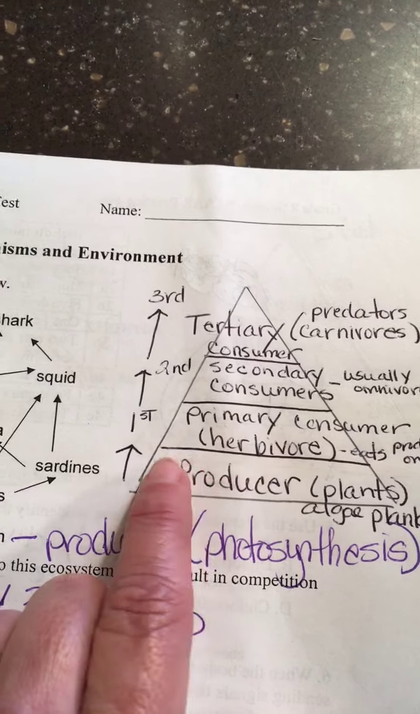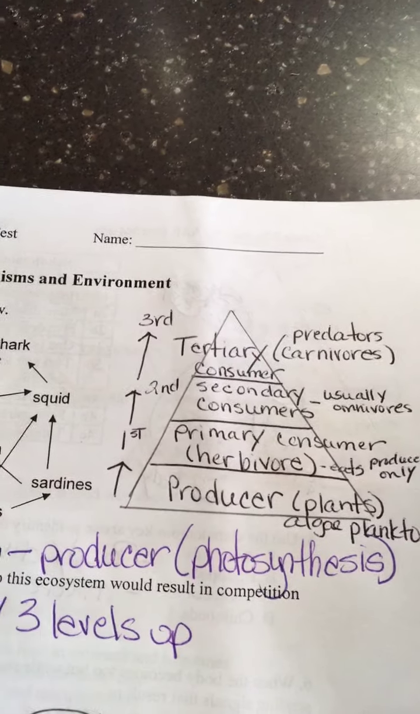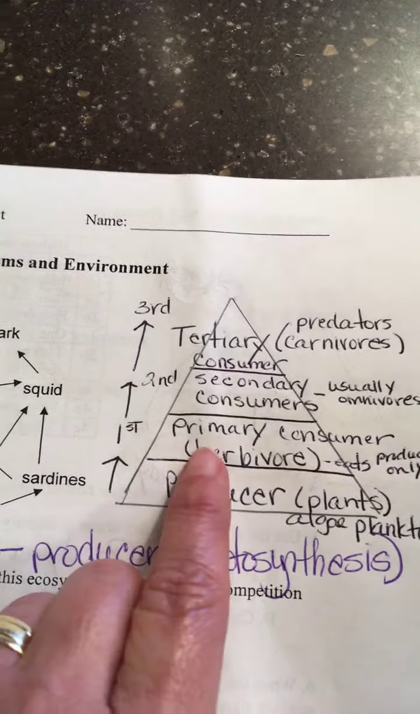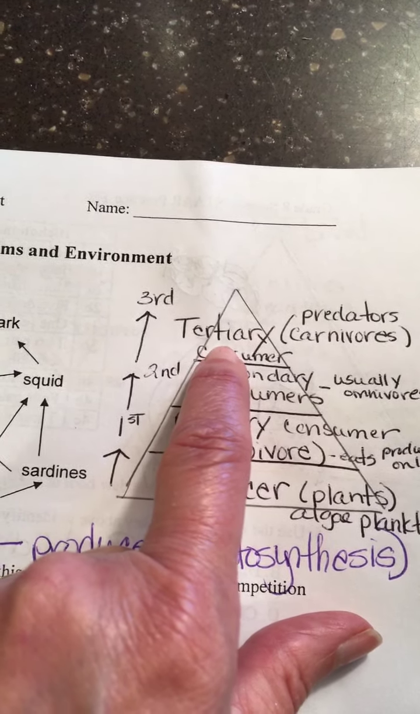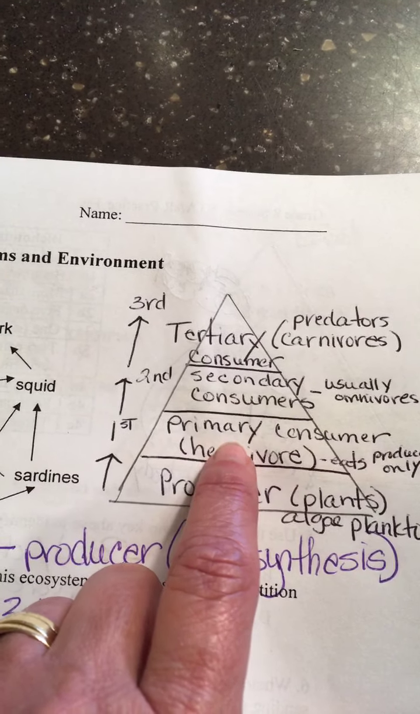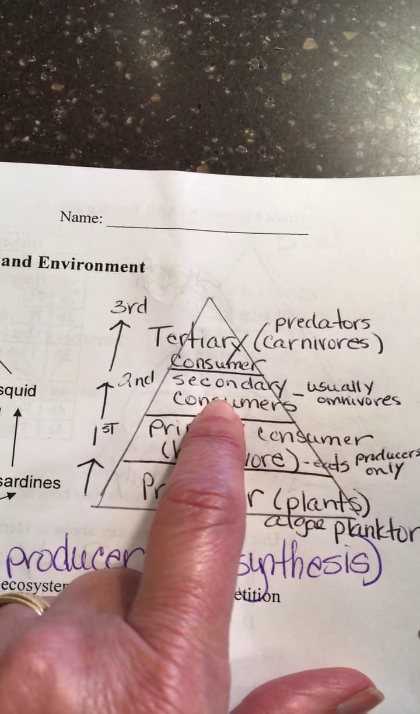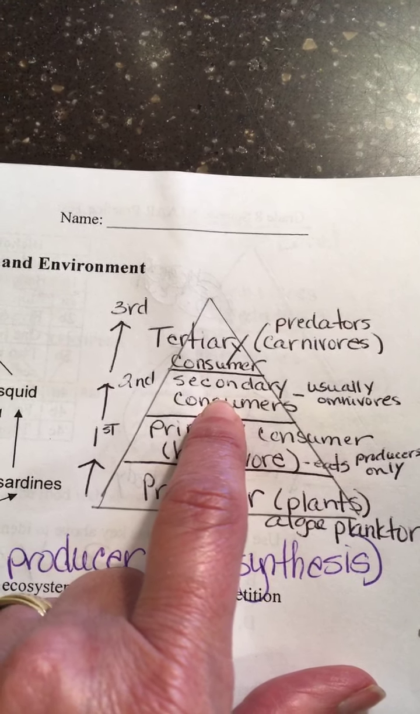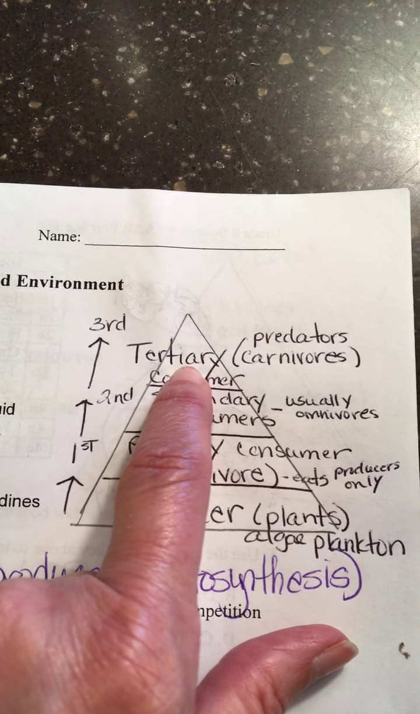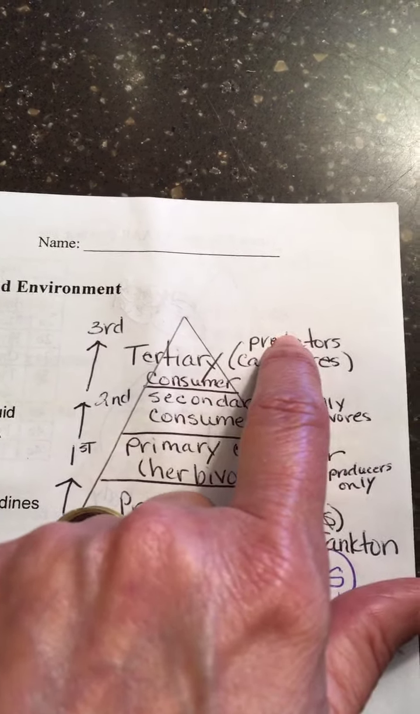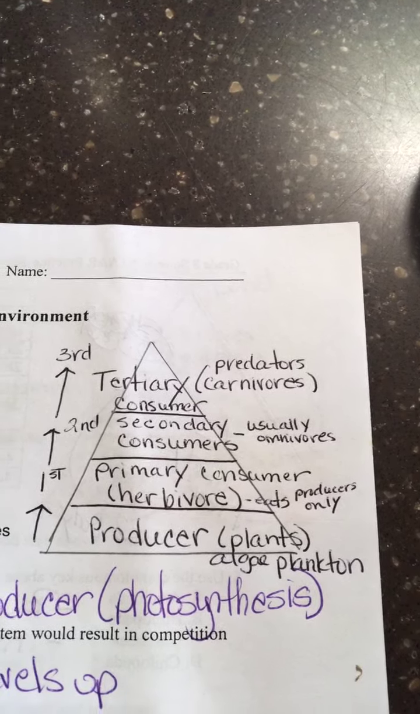So you'll have a producer, first, second, third level consumers. Sometimes it's called primary consumer, secondary consumer, and your tertiary consumer. Your primary consumers are normally going to be your herbivores. Secondary consumers are usually omnivores that eat both plant and animal material. And then your carnivores are going to be your tertiary or third level consumers, and they're going to be your predators. So it's asking you for a third level carnivore.